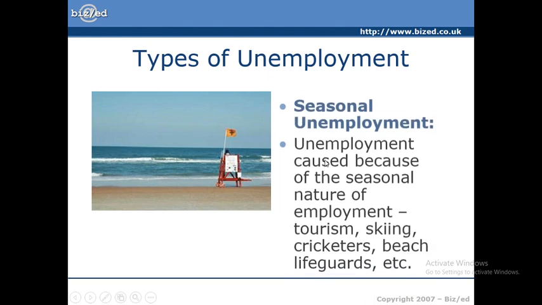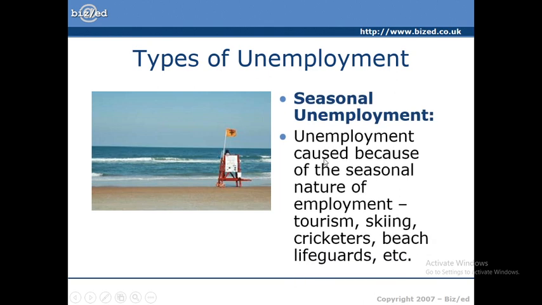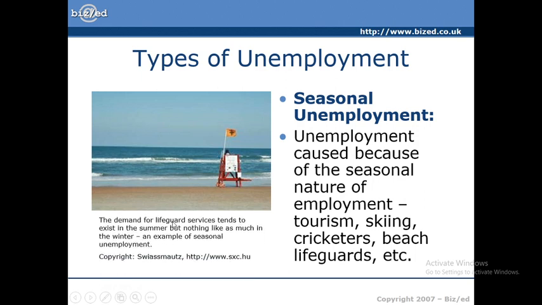Then you have types of unemployment, hidden. Okay, seasonal unemployment. This is a hidden unemployment. Unemployment caused because of the seasonal nature of employment such as tourism, skiing, cricketers, beach lifeguards, etc. The demand for lifeguard services tends to exist in the summer but not as much in the winter, as an example of seasonal unemployment.